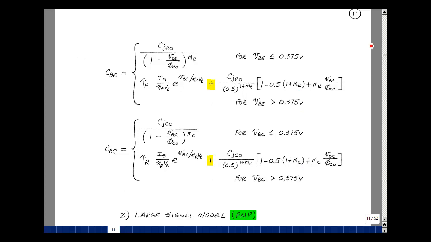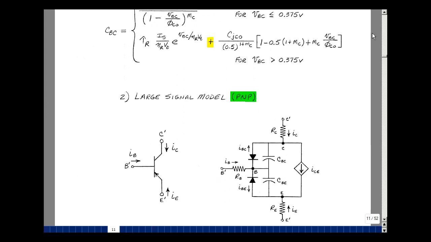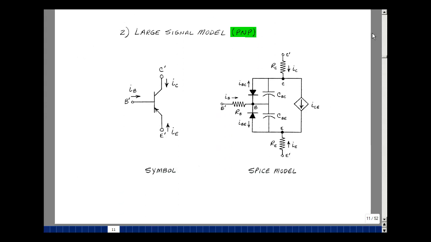How about the large signal model for the PNP transistor? Well, in SPICE they do that by just changing the sign on all the equations. All the directions are the same in SPICE. They're not the ones that we're using in the course, but they're showing all the currents entering the transistor. And then for the model, same thing. All the currents are in the same direction as they were before, but now the diodes are reversed because the P and N material have been swapped out.